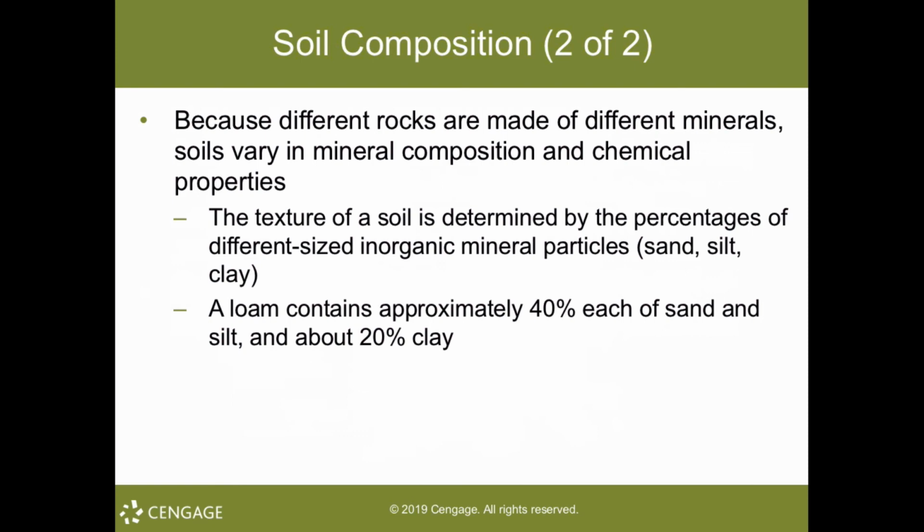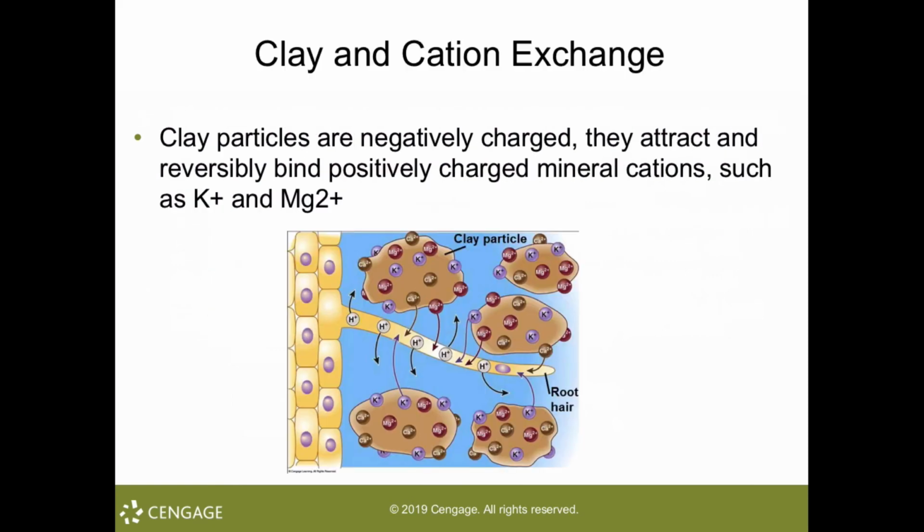This is why they say that Mississippi mud or clay is some of the worst stuff on earth to, of course, be in sometimes. So clay soils used in agriculture tend to compact, which reduces the number of soil spaces that can be filled with air and water. Alright. So clay particles are negatively charged and they attract reversibly and bind positively charged mineral cations such as potassium and magnesium.